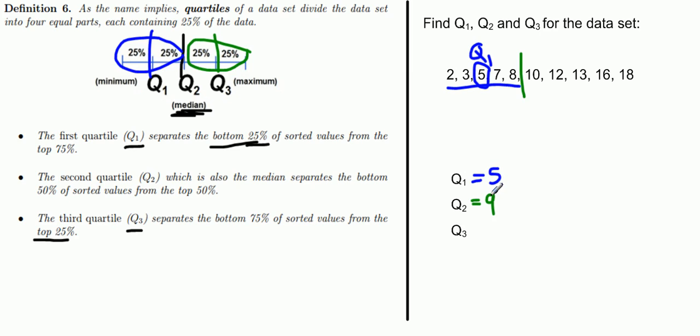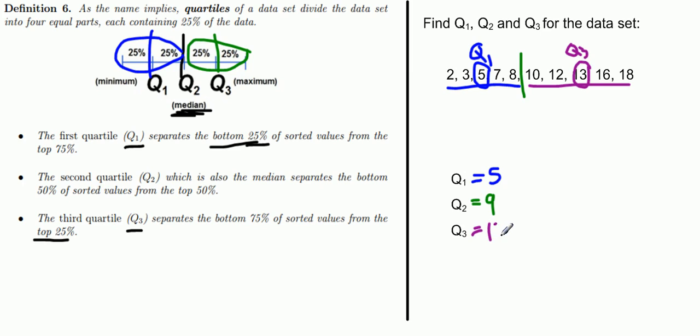Then I'm going to go look at the top half. Here's my top half. It also has 5 numbers, so there'll be 2 in the bottom half and 2 in the top half. That puts 13 right in the middle. That's my Q3. So my Q3 would be 13.